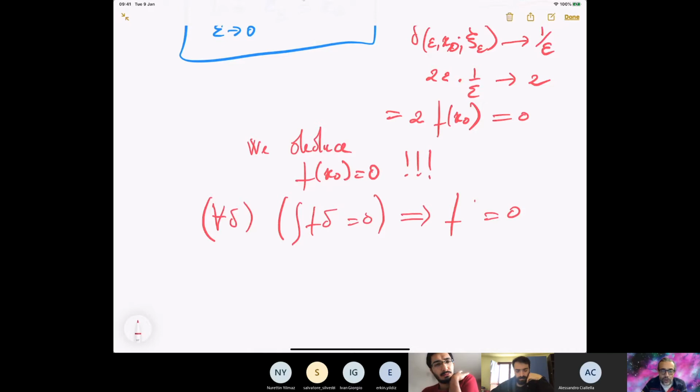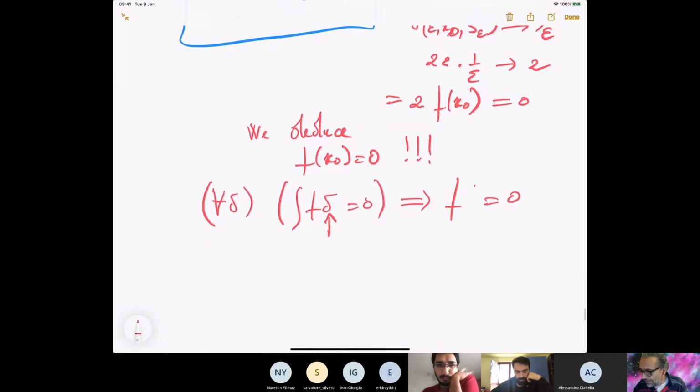The only function which multiplied every function delta has an integral which is equal to 0 is the 0 function. Of course, the hypothesis is delta continuous and f continuous. Otherwise, we cannot apply this theorem.